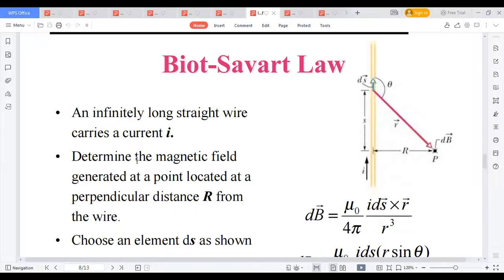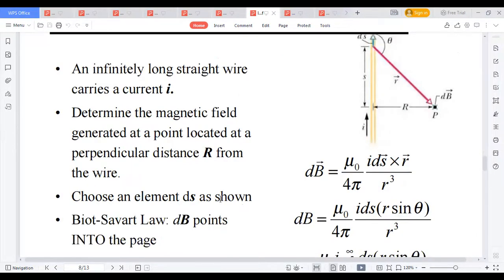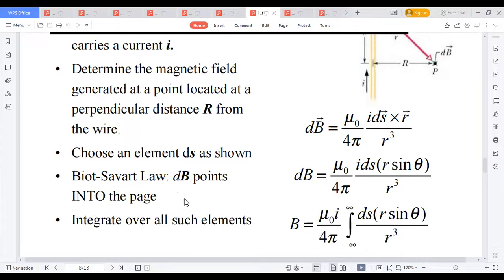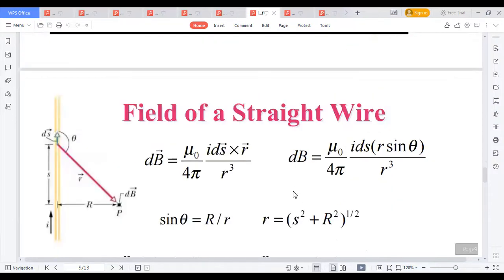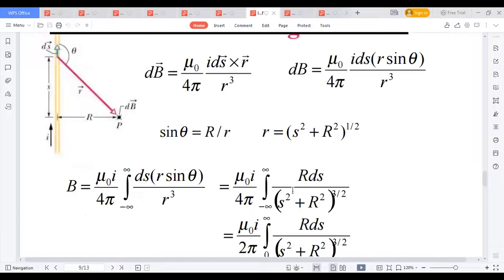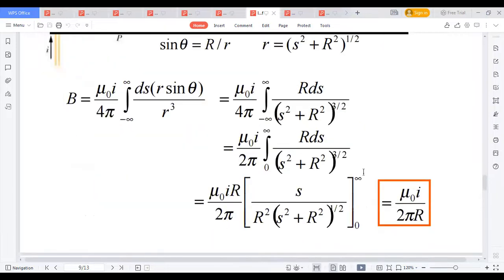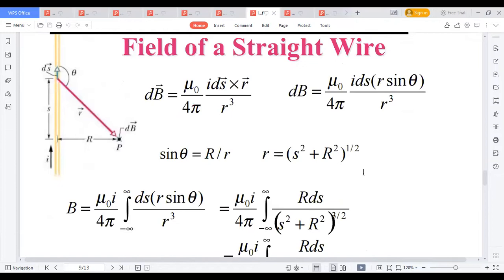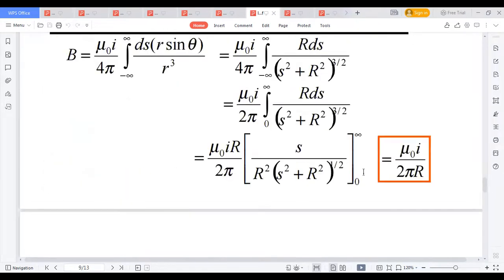An infinitely long straight wire carries electric current I. Determine the magnetic field generated at a point located at a perpendicular distance r from the wire. We have derived it. Choose an element ds or dl, anyone you can choose. By the Biot-Savart law, we can find dB at the point. So this is the application we have used, and we can use this method also.